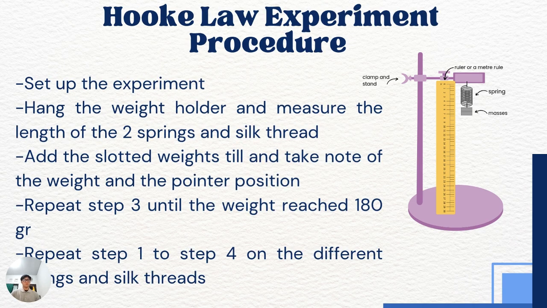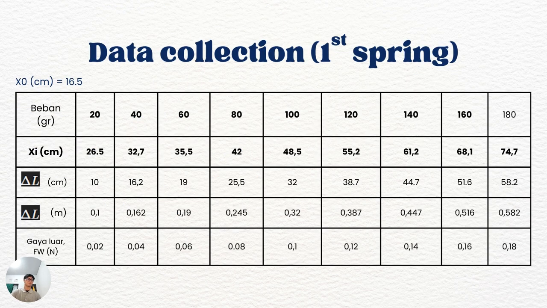Now, we're going to tell you about how we do the procedure. First, we have to set up the experiment. Then, we hang the weight holder and measure the length of the 2 springs and silk thread. We then add the slotted weight and take note of the weight and pointer position. Repeat step 3 until the weight reaches 180 grams. Then we repeat steps 1 to 4 on the different springs and silk threads.